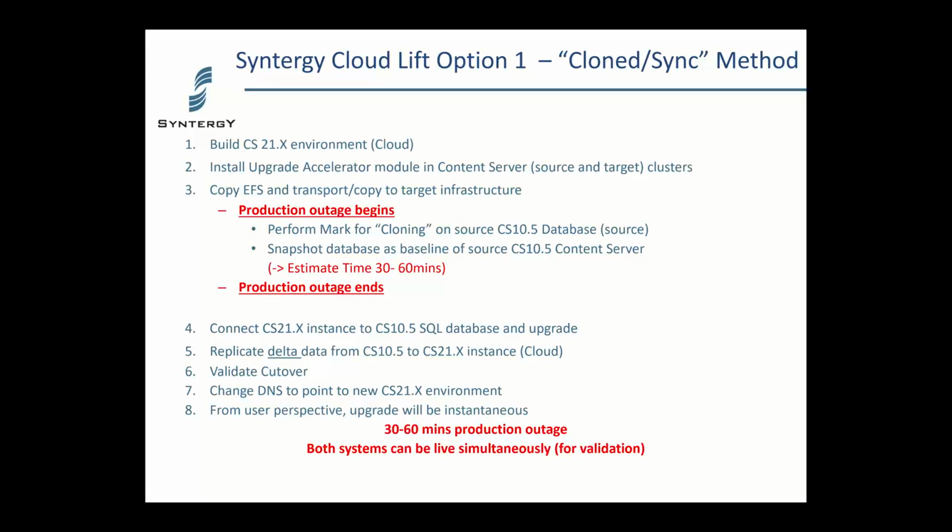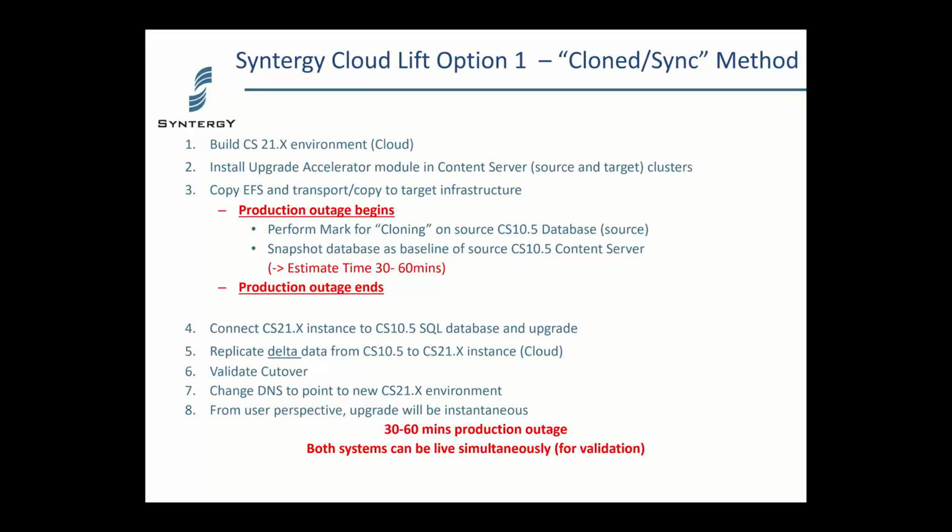So if you were on a legacy system, let's say a Content Server 10.5 system, here are the high level steps to get you to Content Server 21x in the cloud. You would build your new environment in the cloud. You would install the Syntergy Upgrade Accelerator module on both the source and the target system. Then you would do your copies across to the target infrastructure. And there's a short outage with this option, typically about 30 minutes, depending on the size of the database.